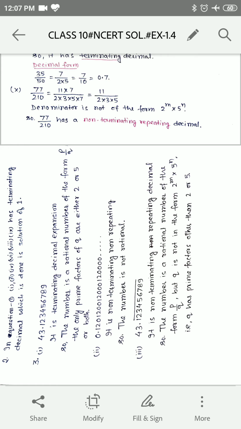In question number 3, the numbers are given in decimal form. We have to say whether each is terminating, and if it is terminating, what type of prime factorization the denominator will have if we write it in the form p by q. The first one is 43.123456789. It is a non-terminating decimal expansion. Sorry, it is a terminating decimal expansion. It's not non-terminating, it's terminating because the division comes to an end.